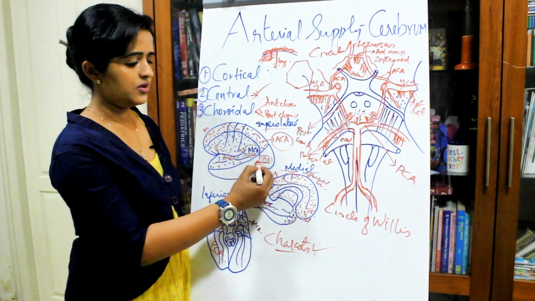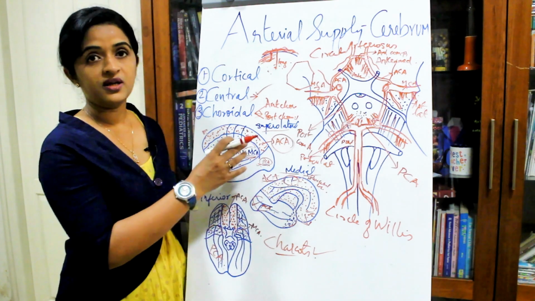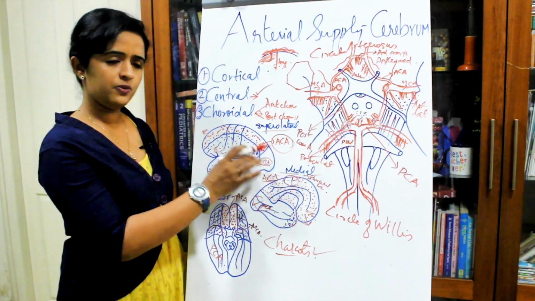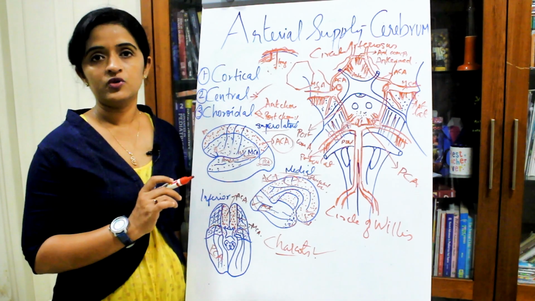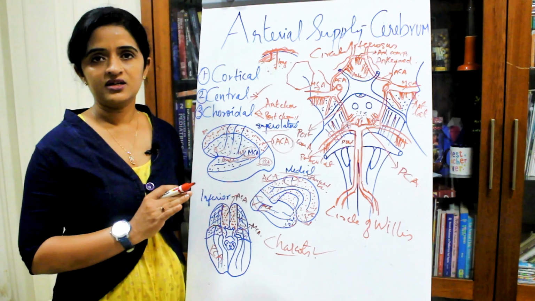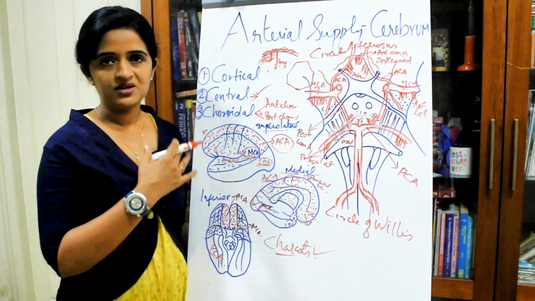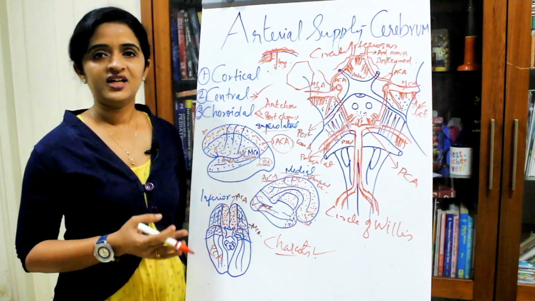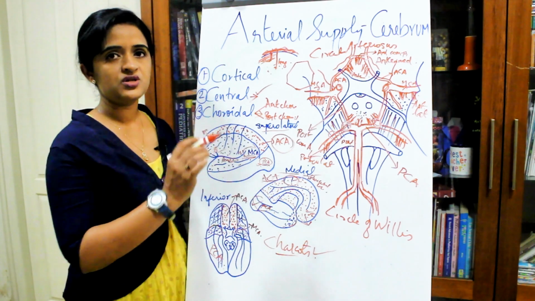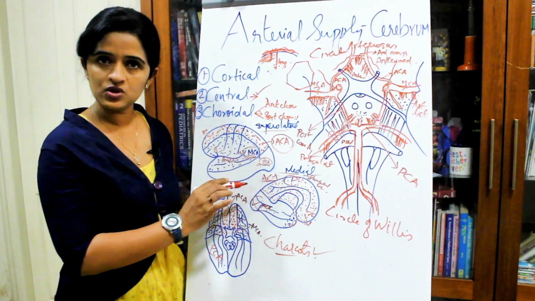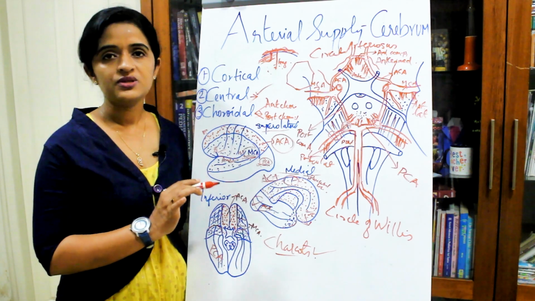So these are the regions supplied by the middle cerebral artery. And what will happen if the posterior cerebral artery is affected? The posterior cerebral artery is mainly supplying the visual cortex. So when this posterior cerebral artery is occluded, the patient will be presenting with contralateral homonymous hemianopia. That is a clinical condition. Again, I'm planning to do a detailed session about the visual pathway. Then I will be discussing what we mean by contralateral homonymous hemianopia. For the time being, just remember that the posterior cerebral artery is supplying the visual cortex, and if it is occluded, the patient will suffer from contralateral homonymous hemianopia.